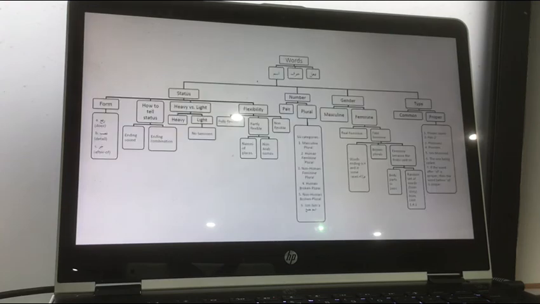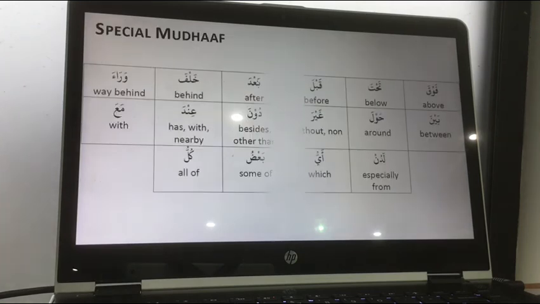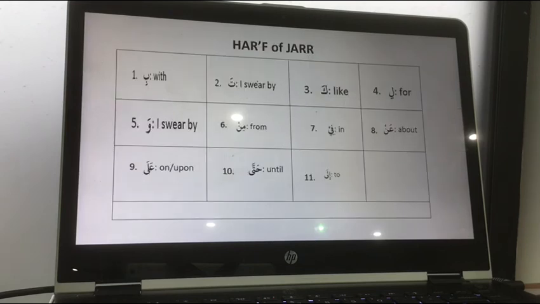We have done the three kinds of words a long time ago. We all know about this now, right? Then we did our charts. All these charts must be memorized, as I always tell you. The special Mudaf: we know the meaning of all these, and they are special Mudaf because whenever they come before a word, that makes the word a jar, and it will be a Mudaf Ilayh. We also talked about Harf of Jar. We have to know the meaning of all of them: what Hatta means, what Min means, what Ala means, what Ila means.